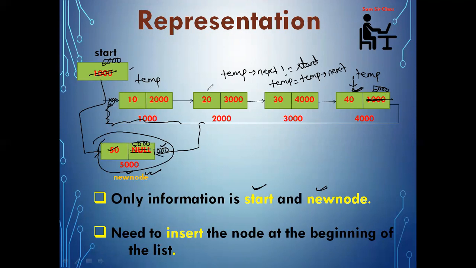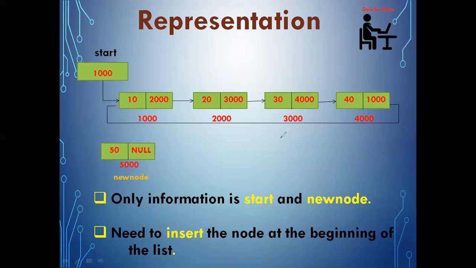So here one extra thing we need to do: we have to reach the last node so that the last node's next part will contain the address of this new node. Clear? So how will you do that? Anyhow you have to insert the node at the beginning of the list. So whatever we have discussed, let us write down the program.